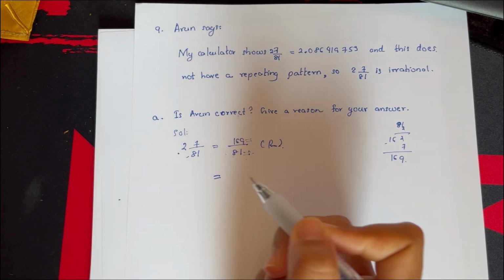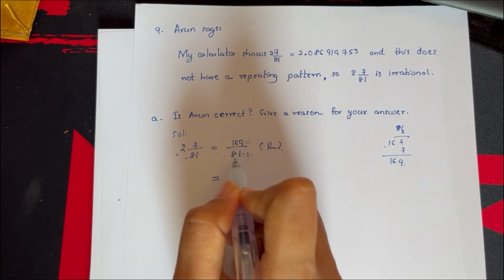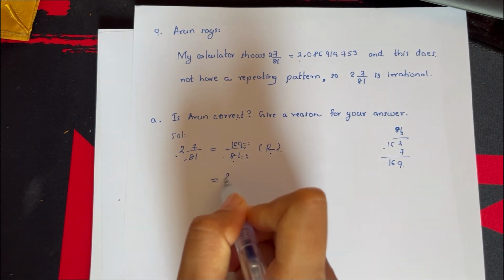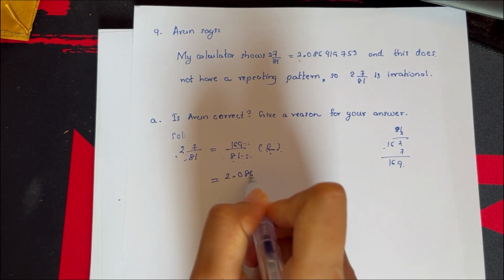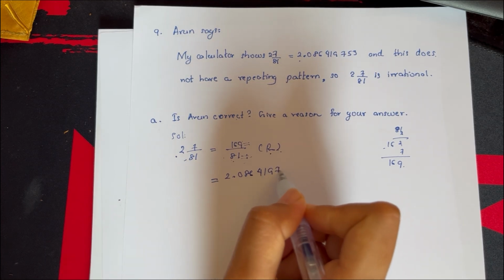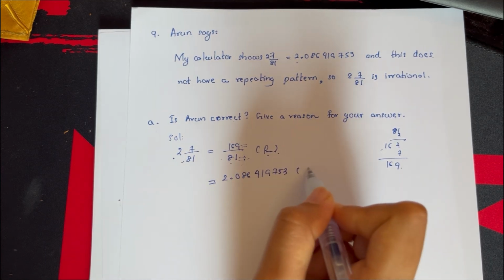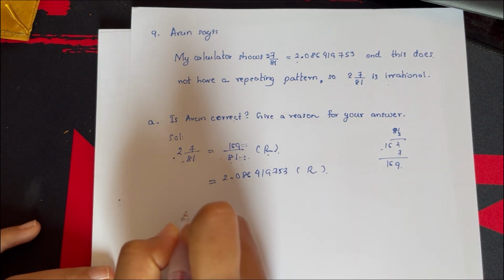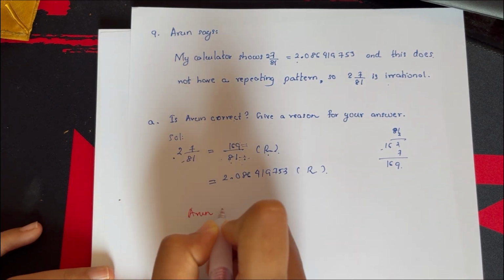So also, if 169/81 is a rational number, then 2.086419753 must also be a rational number. Aaron says it is an irrational number, and this is incorrect. Aaron is incorrect.